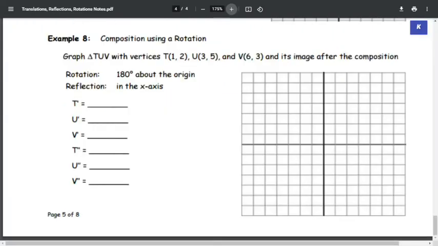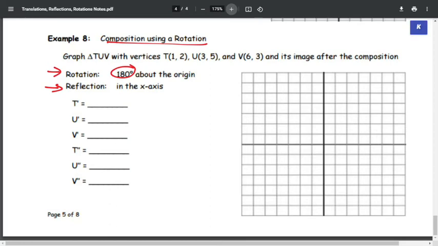Okay, so we have example 8. So this one tells us that our reflection is 180 degrees. So I want you to, actually we have two of them here. We have a composition by rotation. So we're going to do a rotation first, and then we're going to go and reflect it over the x-axis. So this one I want you to try on your own. We'll take it kind of like one step at a time because we got two different transformations going on. We have a rotation and a reflection.